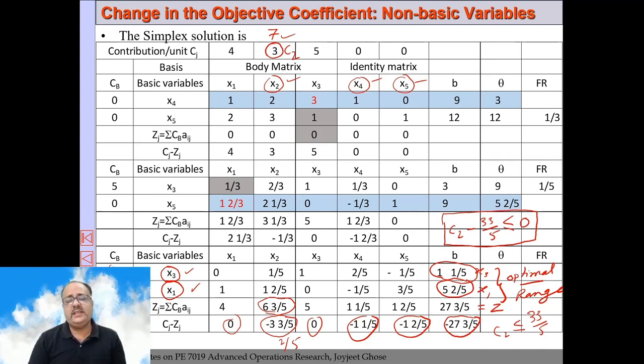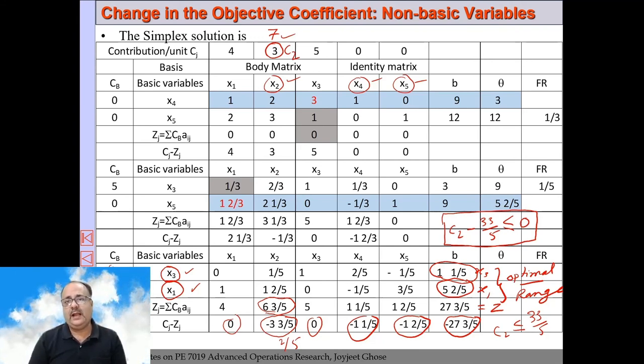So changing 3 to C2, how will it affect my solution? It will not affect the solution until and unless C2 becomes more than 33 by 5. Within that value, the solution will remain optimal. So that is the sensitivity of this particular solution with respect to the coefficient of a non-basic variable, that is x2 in this case.